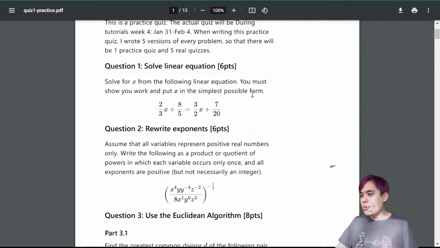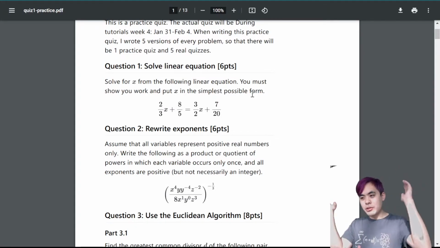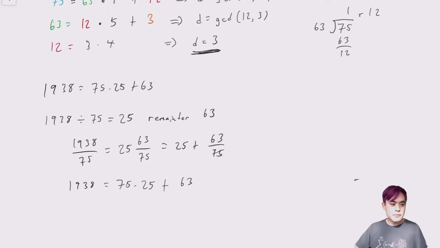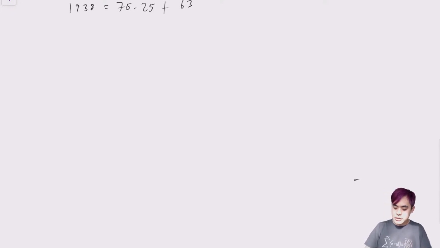And so that was rewriting exponents. I'm not going to do this one because I want you to have practice. So I'm just going to make one up, and then we're going to do that one, okay? So let's make one up. That's rewriting exponents. Okay, so let's say problem 2, rewrite exponents.